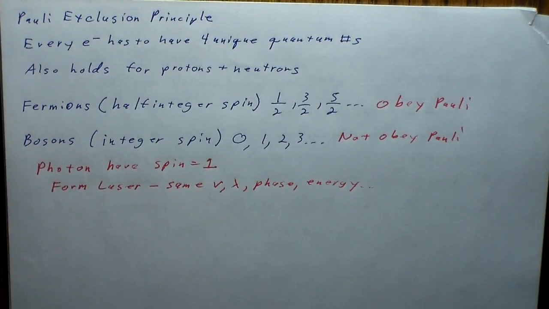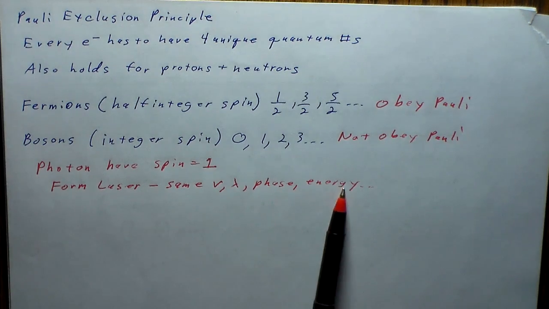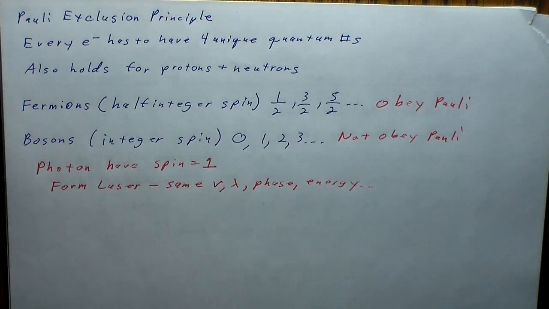Okay. So photons can of course form lasers. They have the same frequency, wavelength, phase, energy, and everything, and that's why they form lasers, because they all are nice and coherent light. You cannot do that with particles, right? You cannot make an actual particle laser.